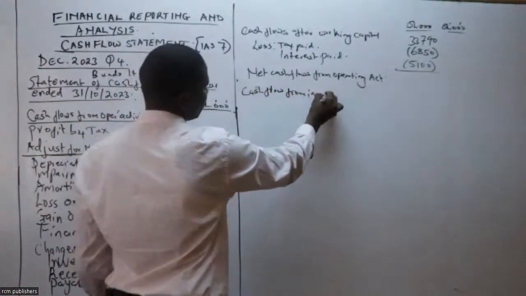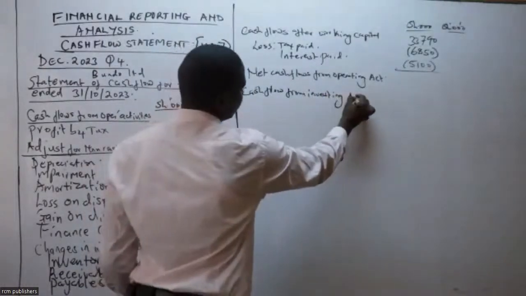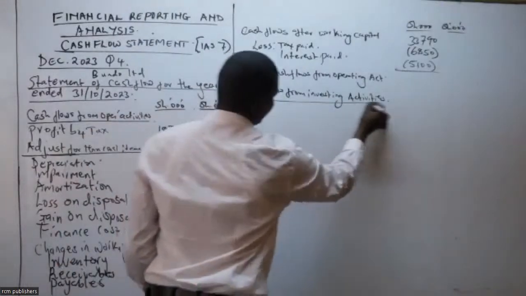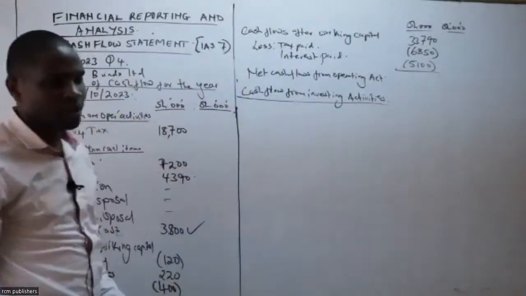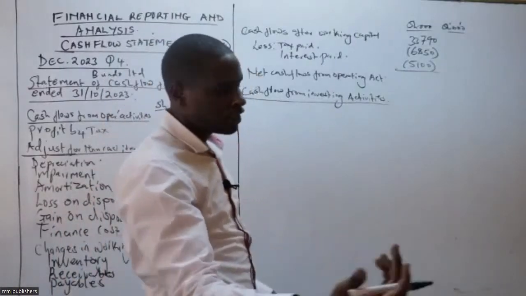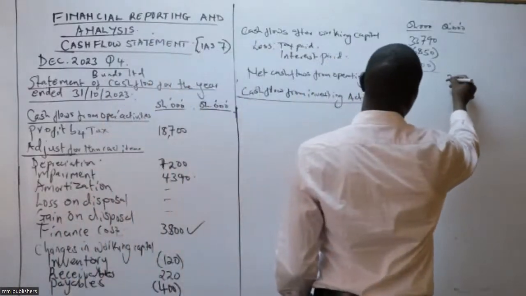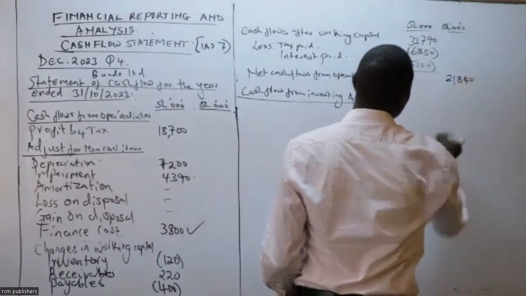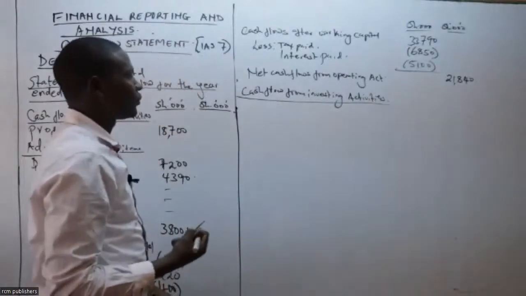Investing activities. Cash flow from investing activities, and I told you that we get that from what? The non-current asset, 21,840. People are getting 21,840. Asante. And it's a positive.